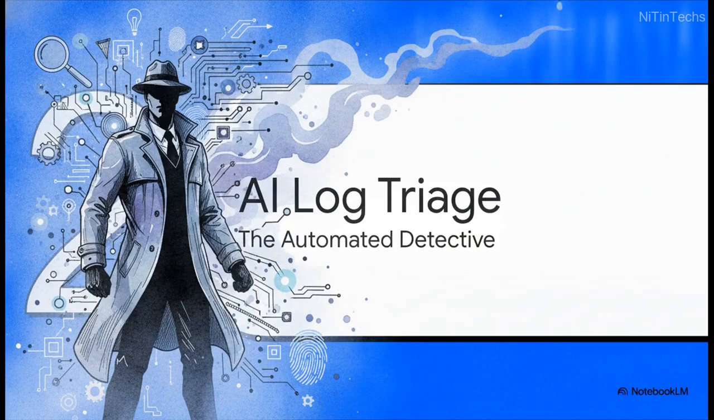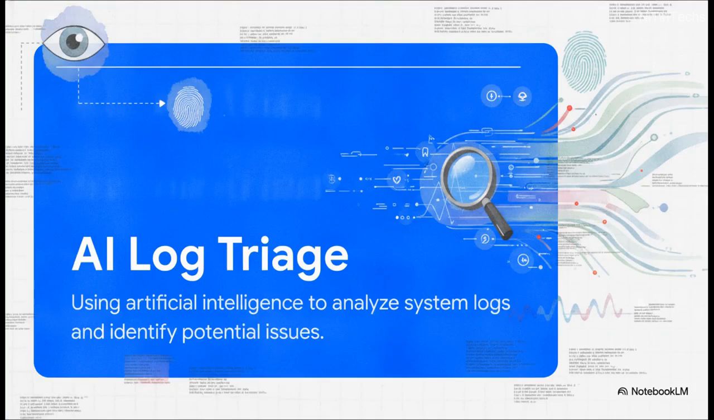Enter AI log triage. So, what exactly is AI log triage? Put simply, it's the process of using artificial intelligence to analyze system logs and identify potential issues. Instead of a human engineer just burning out over endless text files, AI acts as our tireless detective. It shifts us completely away from reactive, rule-based alerts and right into proactive analysis. The system instantly scans, sorts, and flags the exact anomalies we actually need to worry about. It prioritizes the digital bleeding, so to speak, and drastically reduces alert fatigue for your engineering teams.